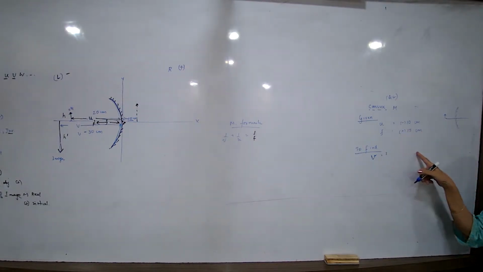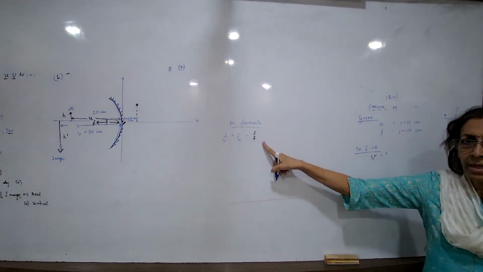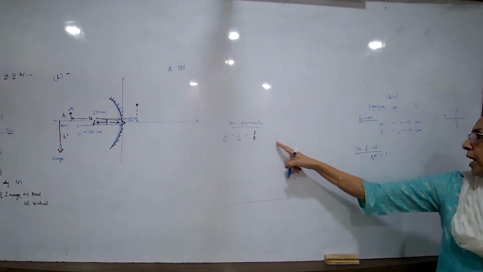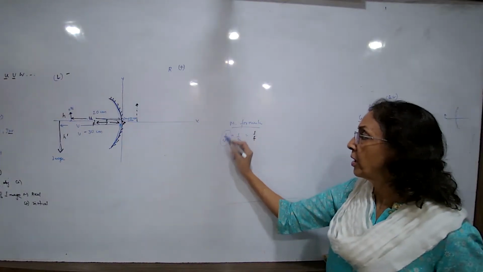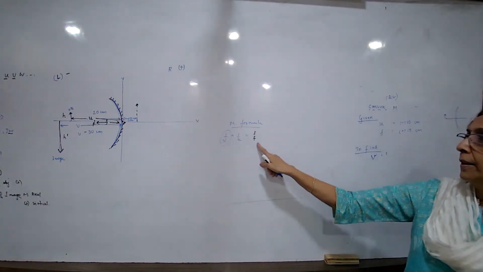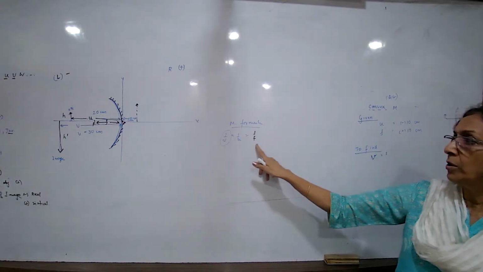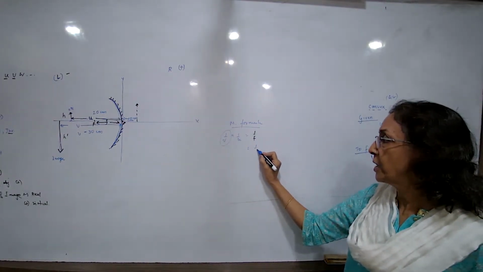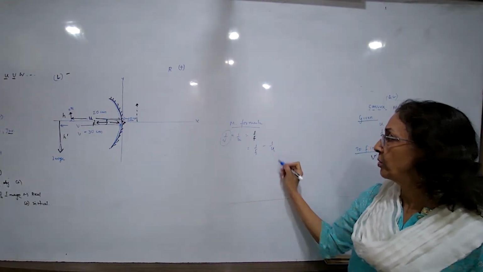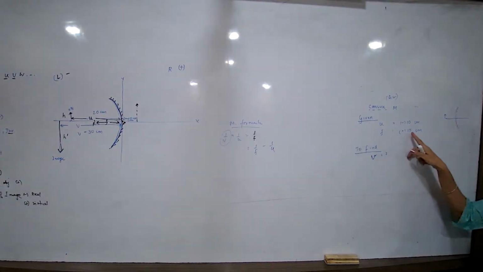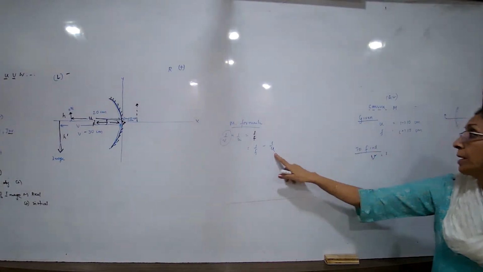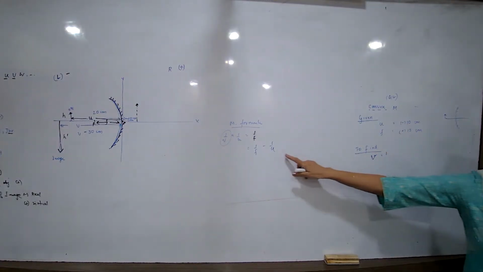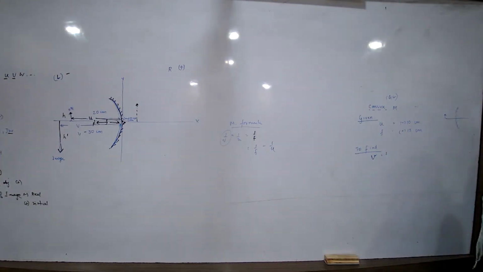Can I use the mirror formula? Yes, same formula. So F, you have to put as plus 15. I have to find out V. 1 upon V is equal to 1 upon F minus 1 upon U. For 1 upon F, what will you substitute? Plus 15. For U, what will you substitute? Minus 10. The rest of it you will do.